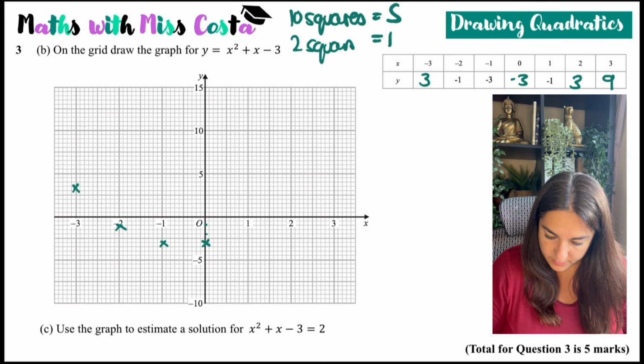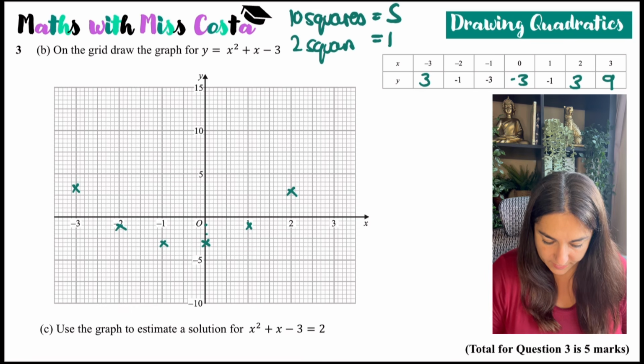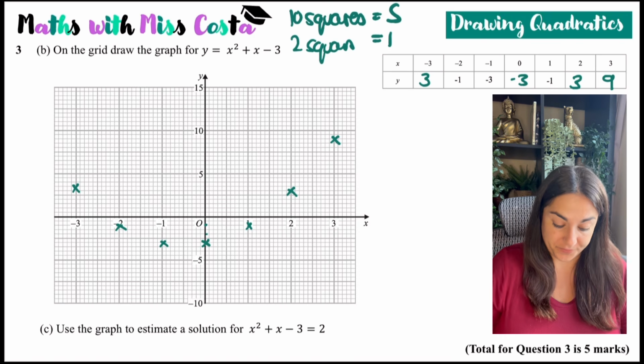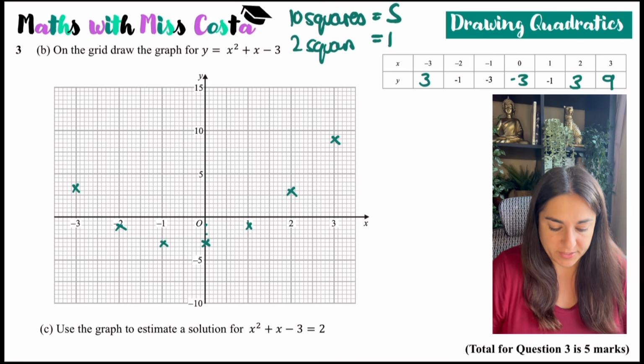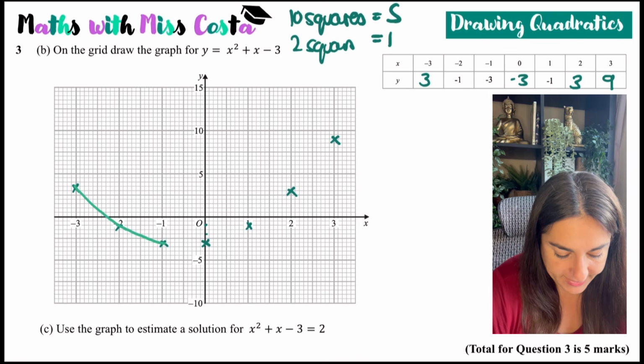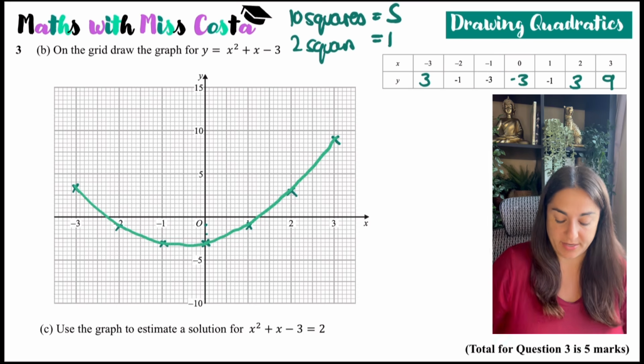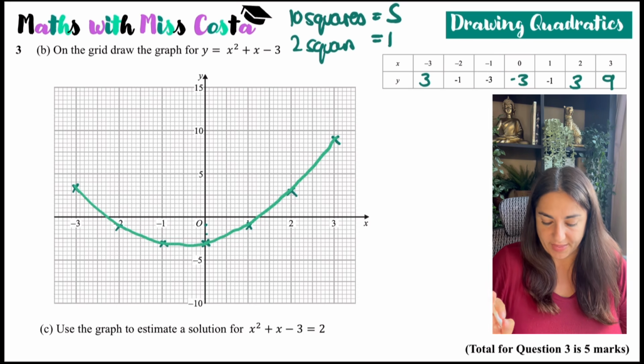We've got 1, minus 1. And then we've got 2, 3. So 1, 2, 3. And then finally we've got 3, 9. So that would be over there. So as you can see, it looks like a smooth curve. And then we're going to just join it up as smoothly as we can, freehand, so not with a ruler, we're just going to join it together like a curve. So that is my graph.